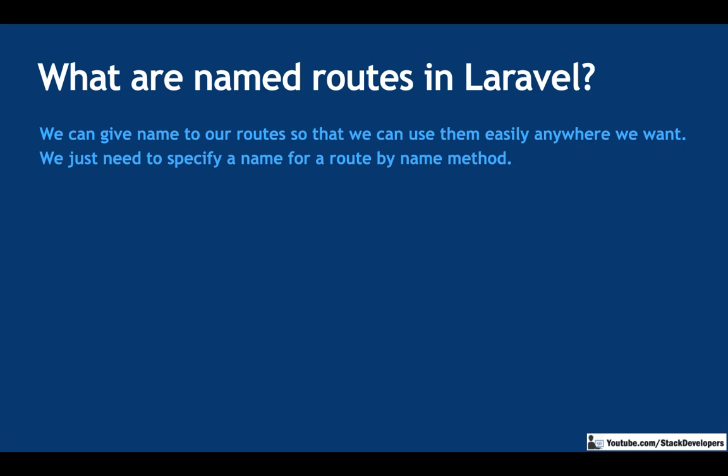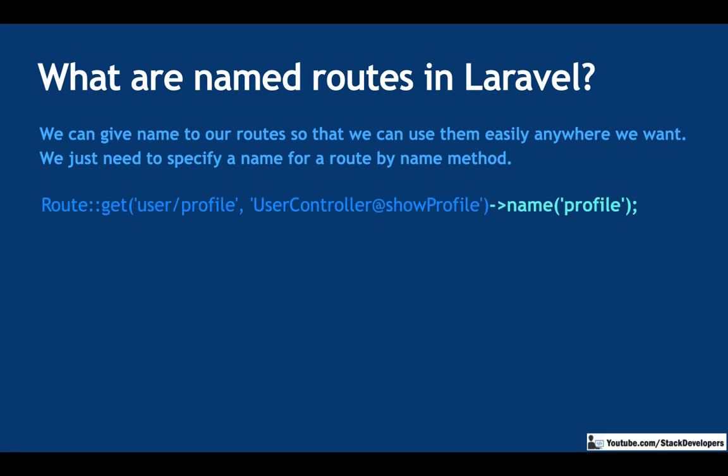So let's see its example. See, this is our route, and we have named it profile. At the last you can see we simply named this, we just used the name method, and we have used its name as profile, so we can use profile anywhere in our Laravel project to get this route. Which route? user/profile.